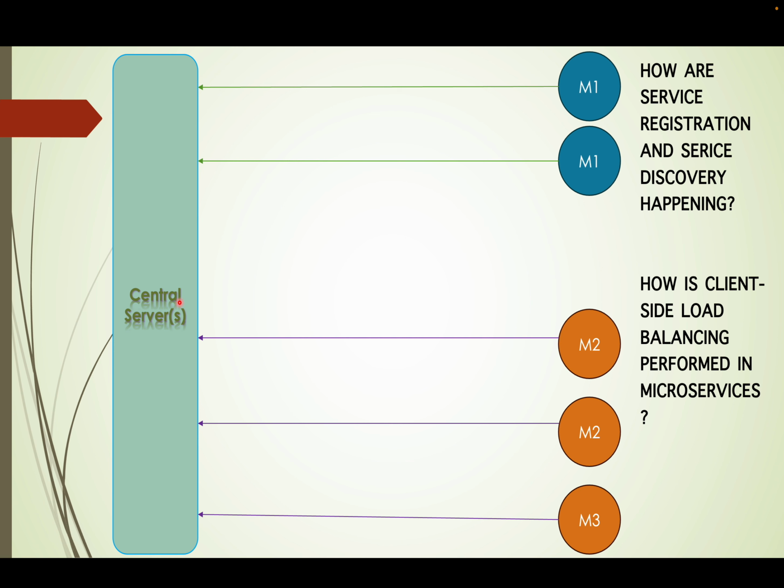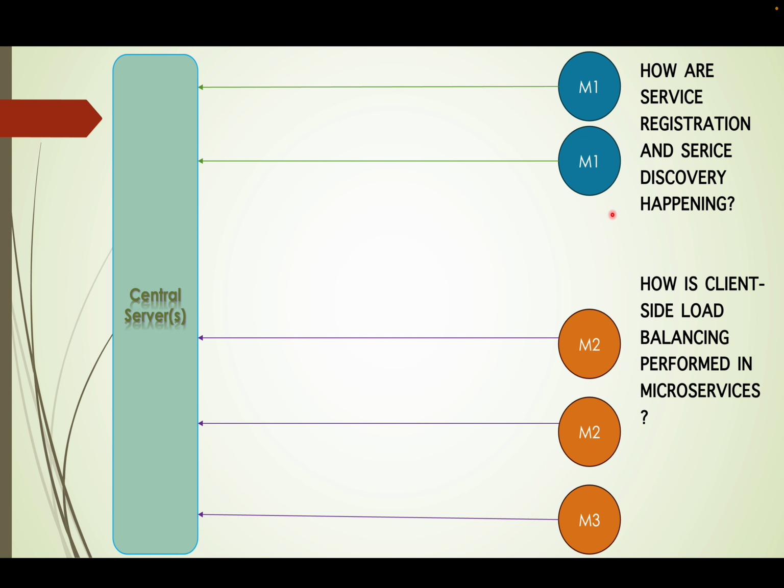Now the central server will check its IP addresses for the M2 microservice. My central server has two instances of M2 running. So what will the central server do? It will respond to M1 with two IP addresses of M2. So it is the responsibility of M1 to discover M2. This is called service discovery: M1 service discovering M2.